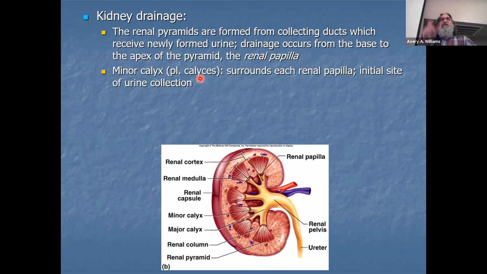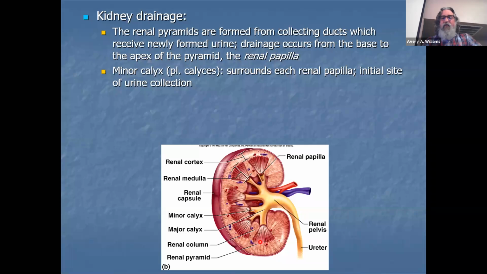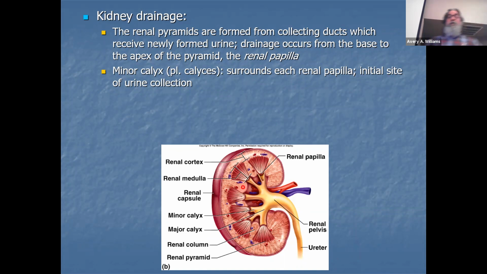Calyx. I wonder if she calls it a calyx. No, but the calyces, a minor calyx, it surrounds each of the papillae, collecting the urine that's dripping out of the papillae. So here's a minor calyx, minor calyx, minor calyx. So you have 1, 2, 3, 4, 5, 6 in this view, in this illustration, 6 pyramids. Each pyramid has a papilla. Each papilla is surrounded by a minor calyx.